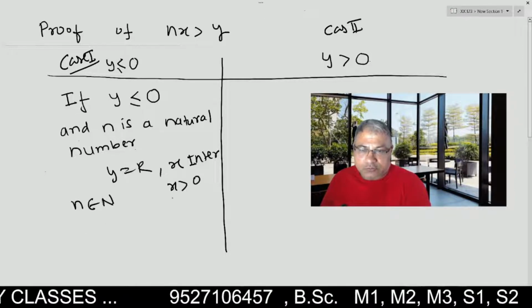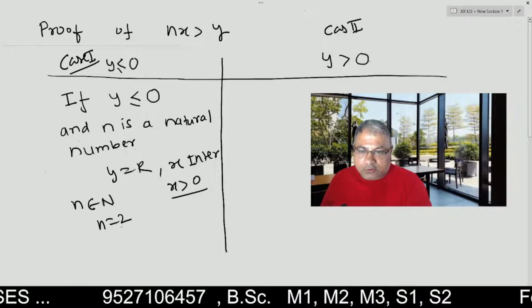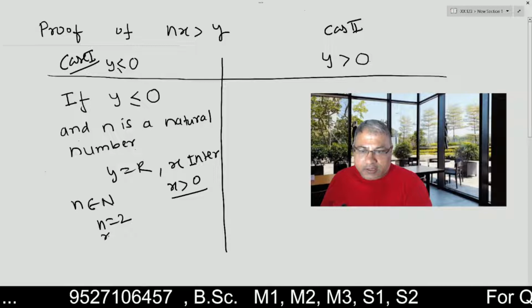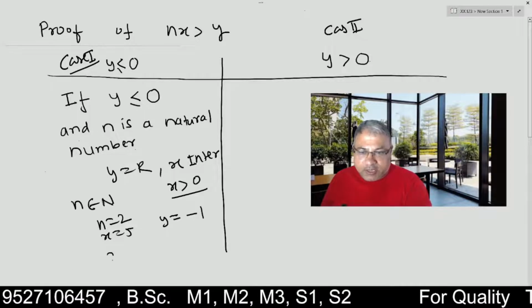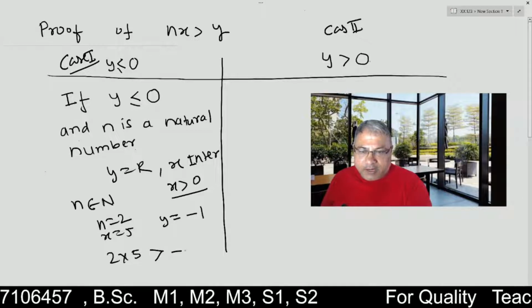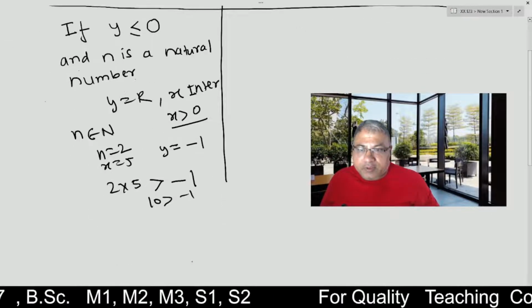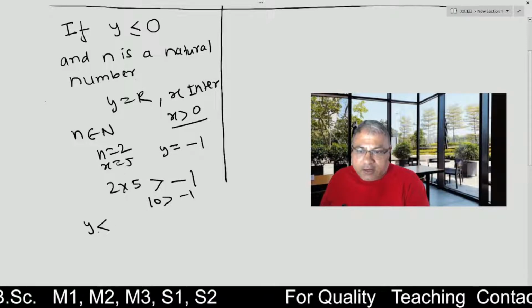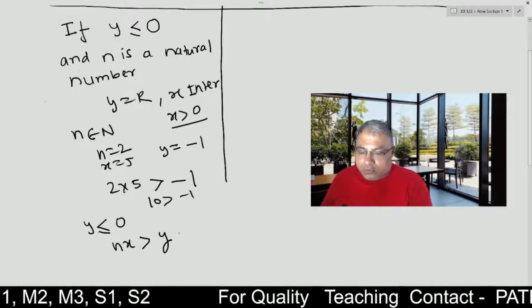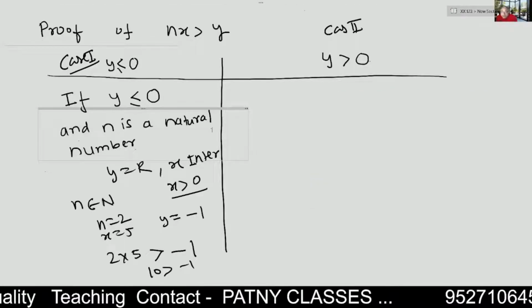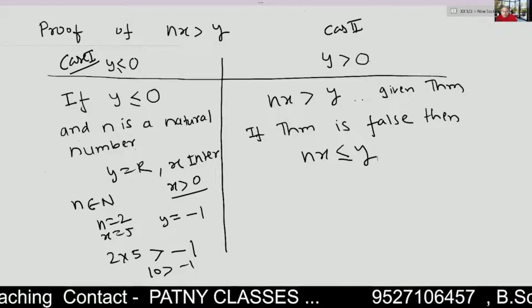X is greater than 0. In that case, if you select any number, for example n equal to 2 and x equal to 5, and y smaller than 0, so I can select y equals -1. Then 2 times 5, that is 10, is automatically greater than -1. That means when y is less than or equal to 0, nx greater than y automatically stands true. Now consider case number 2. We have to prove nx greater than y. That is the given theorem.